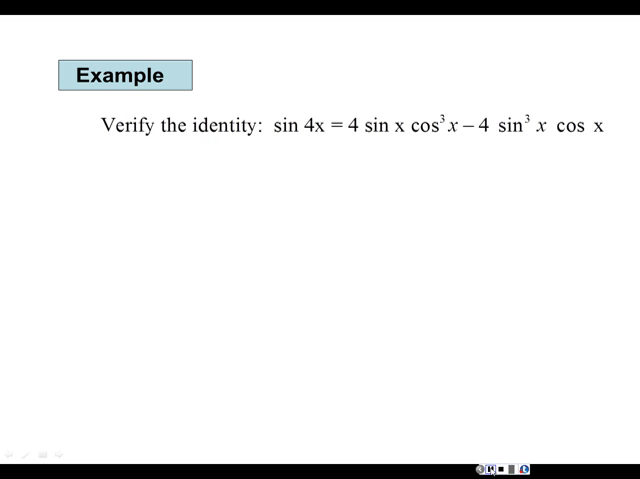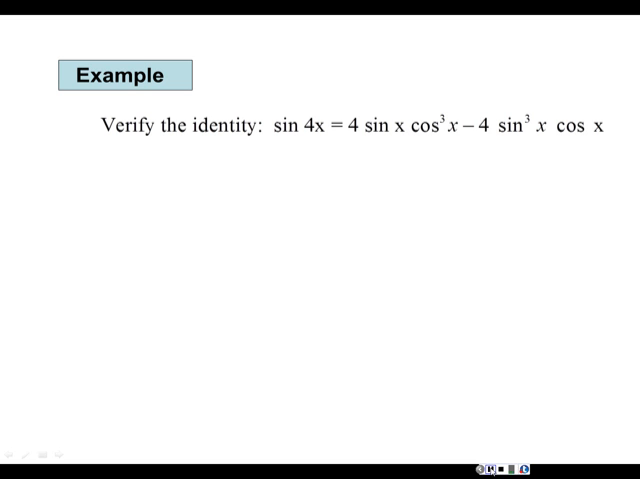So now we will verify one identity here. In the left side of the identity, you have sine 4x. So one of the things that we might have to think is how we can proceed here. Do you have any clue what you can do? Any idea how we can start?